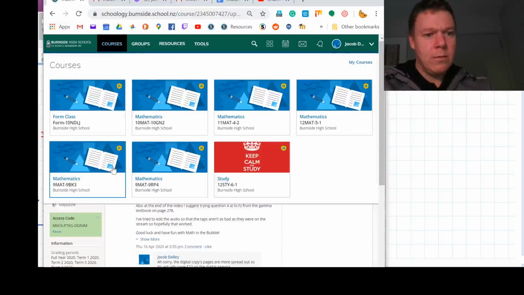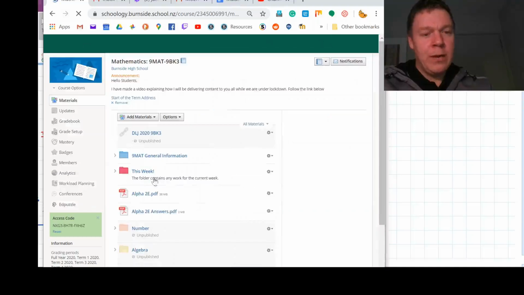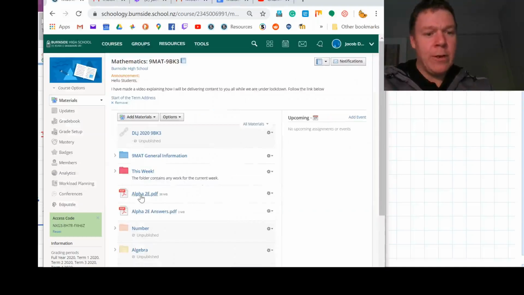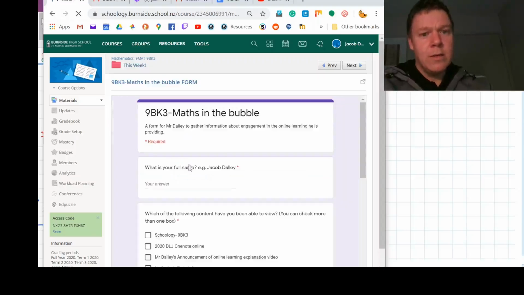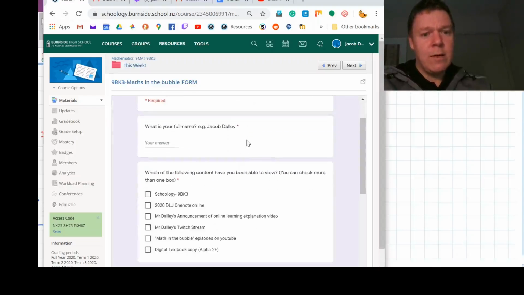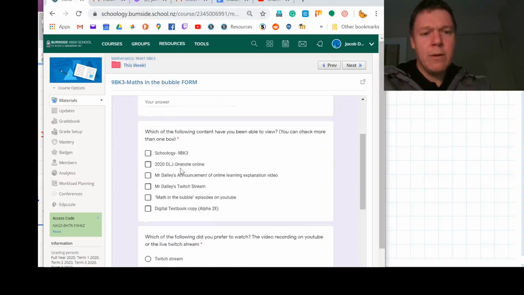Courses. Both my Year 9 classes are the same. So hopefully you guys are still able to access the textbook. So that's the textbook Alpha E2. And in this week, I wanted you guys to do Math in the Bubble form. So that looks like this. I just want you to check these boxes. So these are all the things that I've actually turned off on the OneNote. I might as well turn that back on. You could try and get into that, but that's not totally necessary.